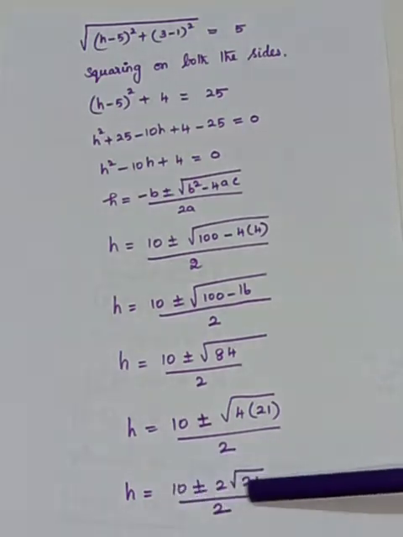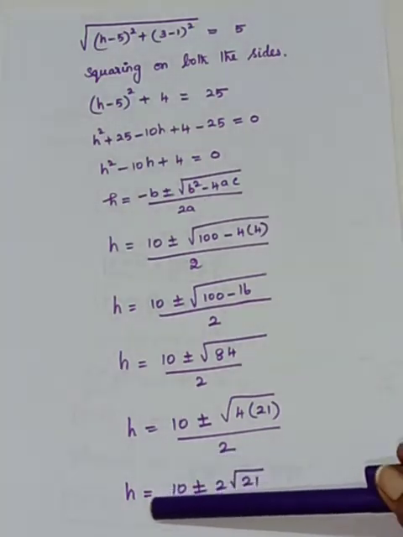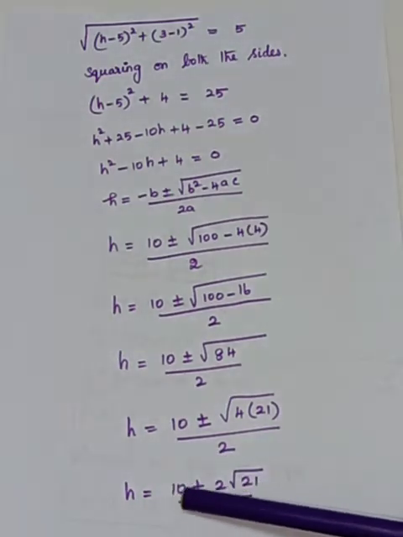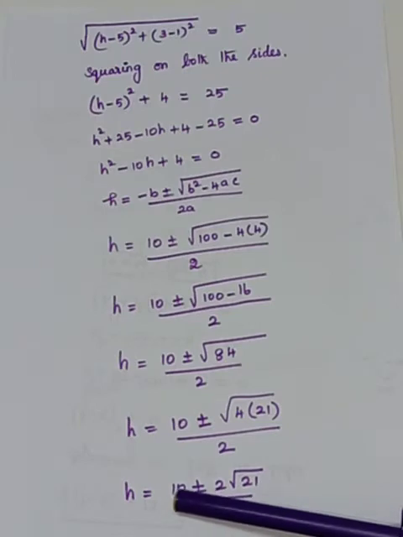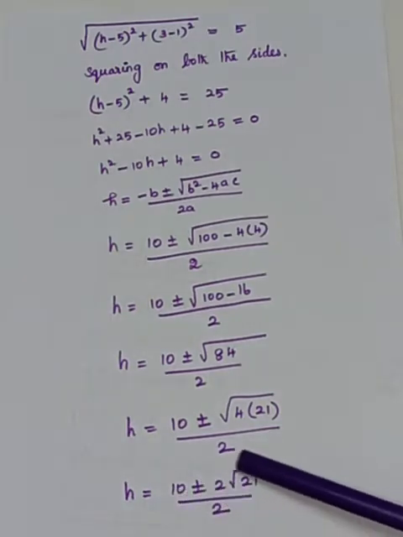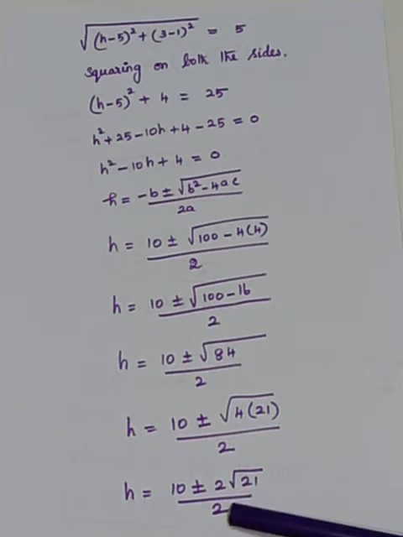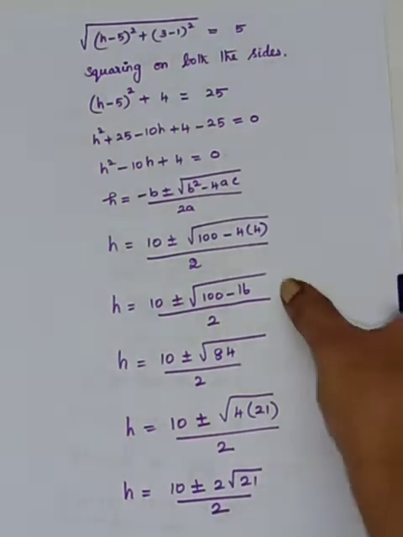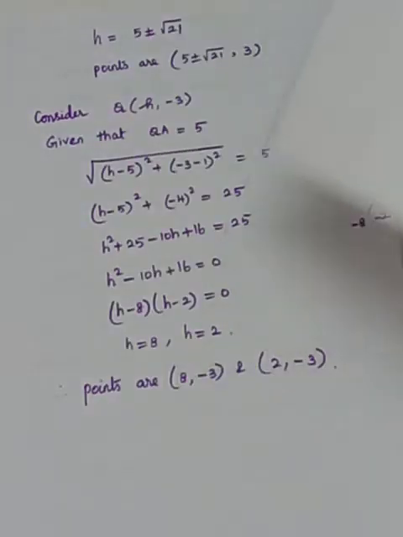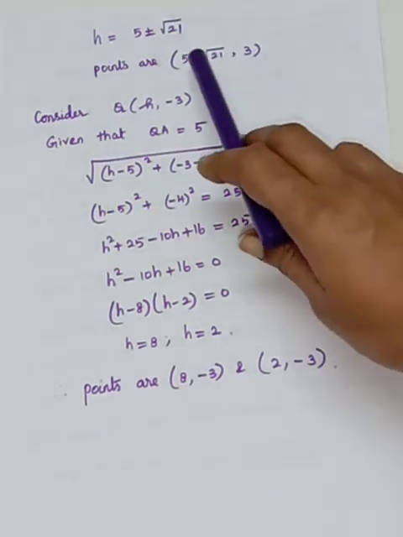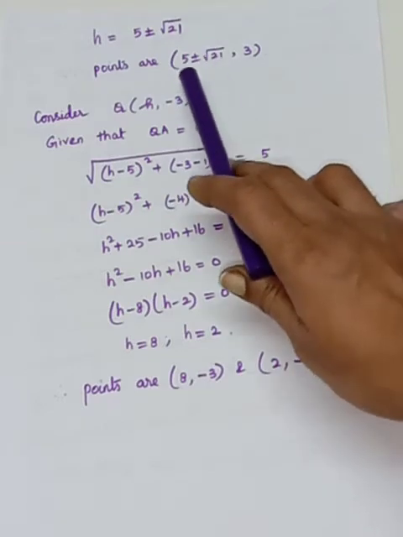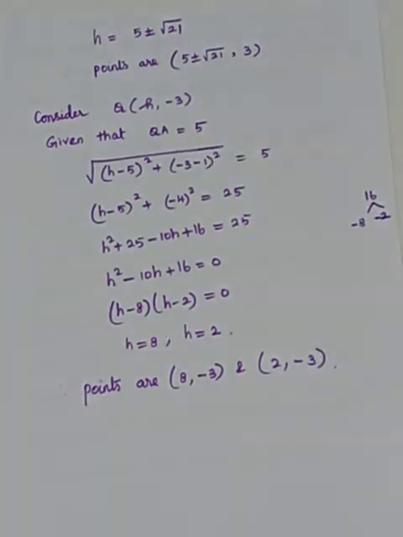From the numerator you can take 2 common. If you take 2 common, in the place of 10 you will have 5 plus or minus square root of 21 by 2. So the 2 in the denominator and the numerator get cancelled. So H is nothing but 5 plus or minus square root of 21, comma 3. So 5 plus root 21 and 5 minus root 21 has to come.